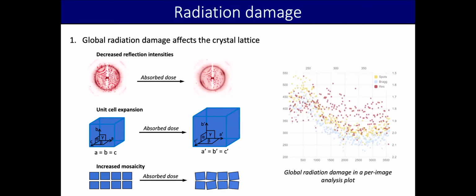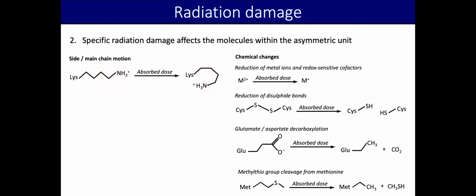Global radiation damage affects the crystal lattice. So this manifests in your data as changes in reflection intensities, and in particular, you see this characteristic loss of high resolution reflections as you collect more data, and other effects include unit cell expansion and increased mosaicity. The second type of radiation damage is specific radiation damage, and this affects the molecules in the individual asymmetric unit copies. Specific radiation damage causes both structural disordering and also chemical changes.